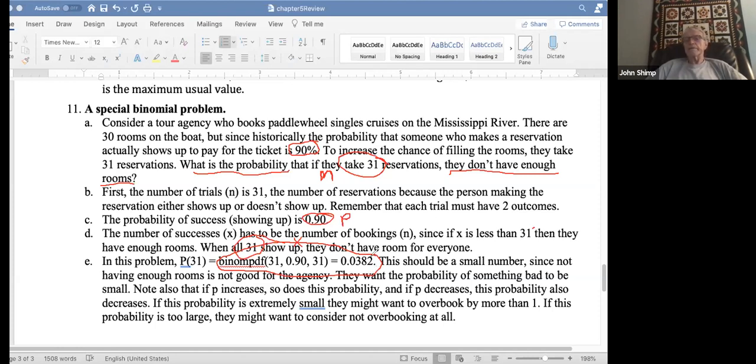And another question that might come up here is, what happens if the probability of success increases or decreases? Let me clean this up a minute. Okay, let's just look at this probability of success. If this increases, so does this. They increase and decrease together. If this increases, so does this.